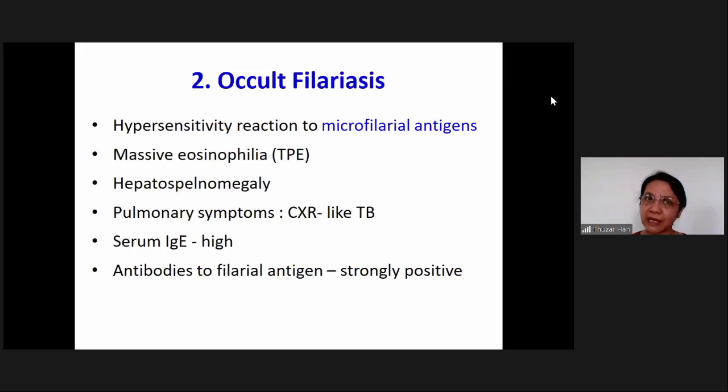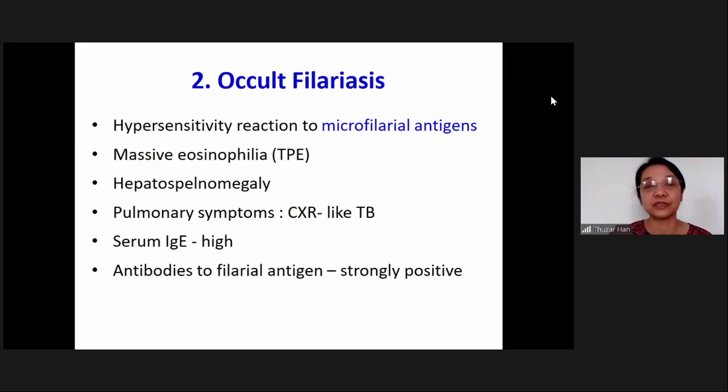So sometimes it looks like bronchial asthma, especially in tropical countries. A bronchial asthma patient also presents with eosinophilia, so if you see massive eosinophilia, in occult filariasis the eosinophil count is very high. That is known as the condition of tropical pulmonary eosinophilia. So if the eosinophil count in the blood is very high and the patient presents with bronchial asthma or tuberculosis, you have to screen for the microfilaria.